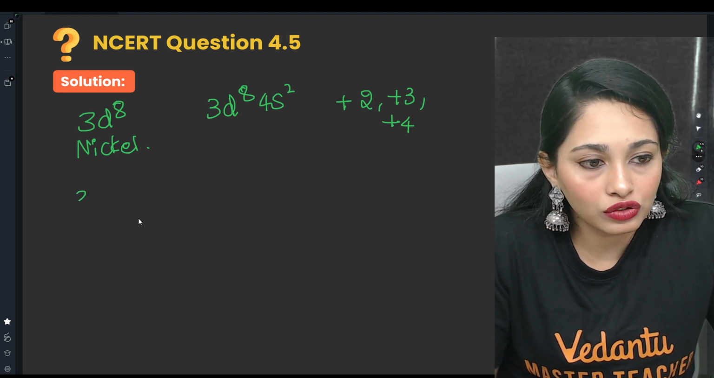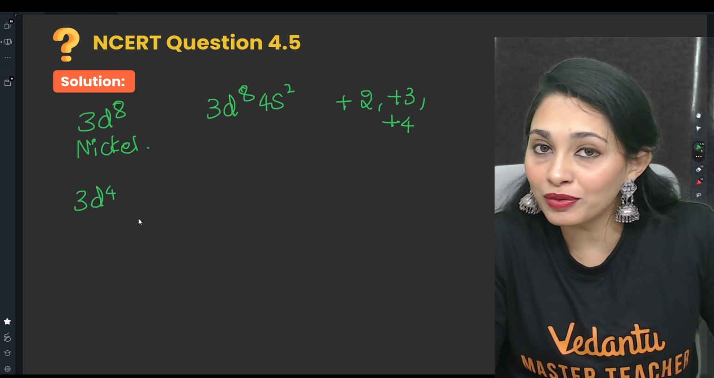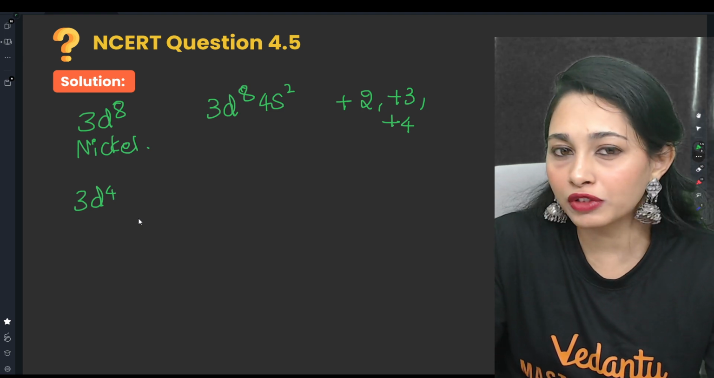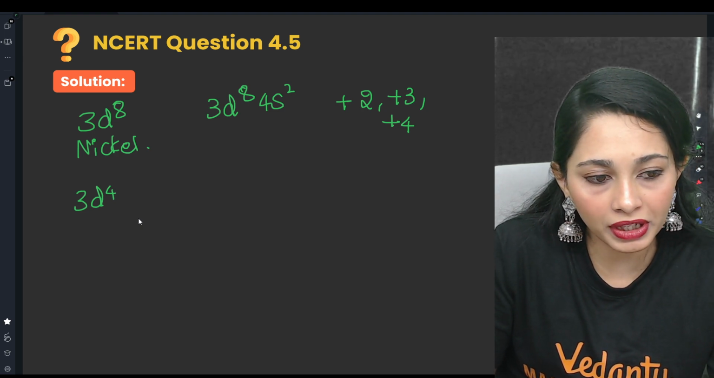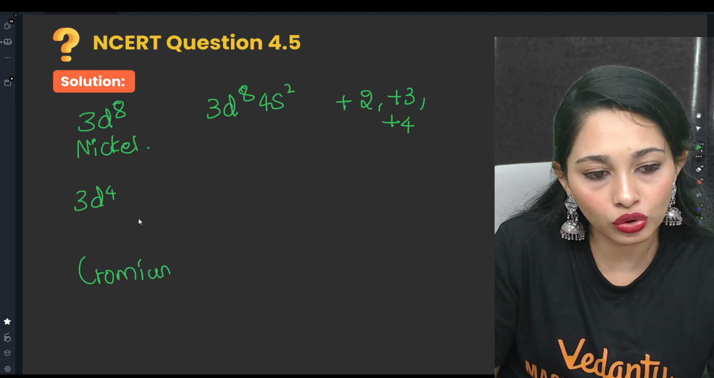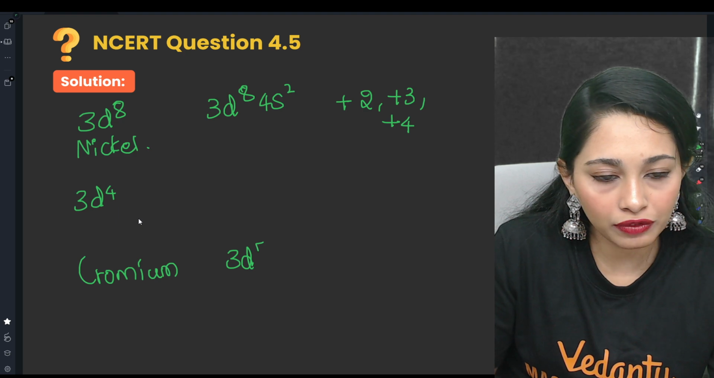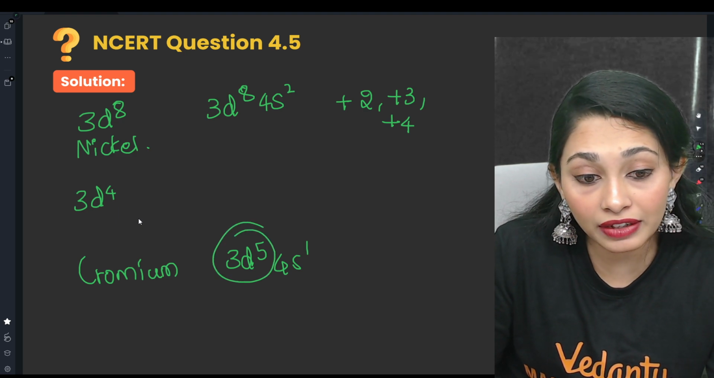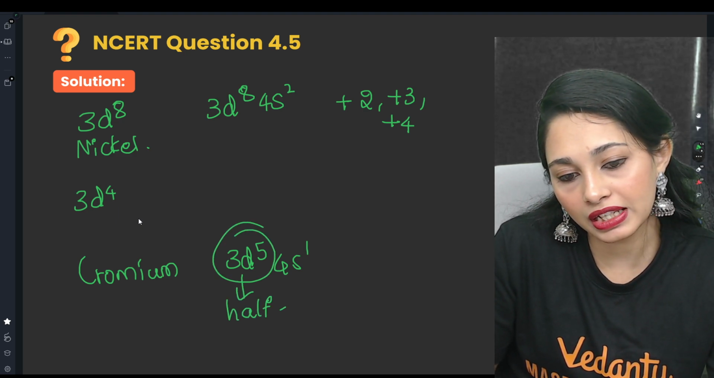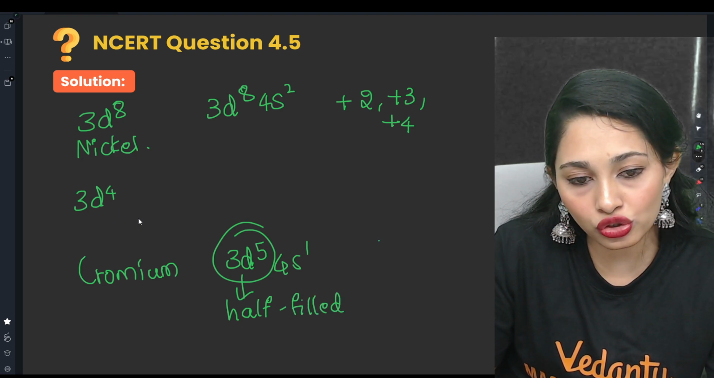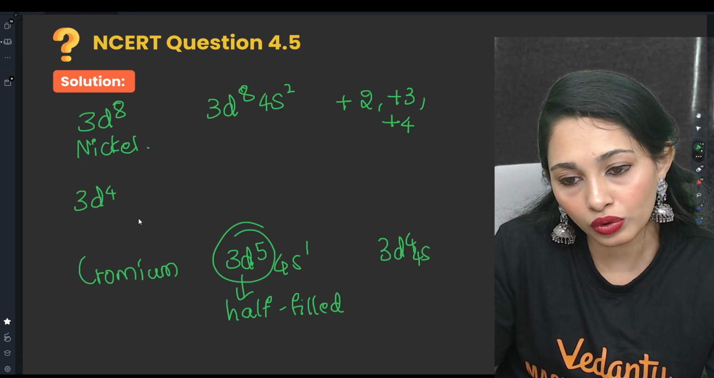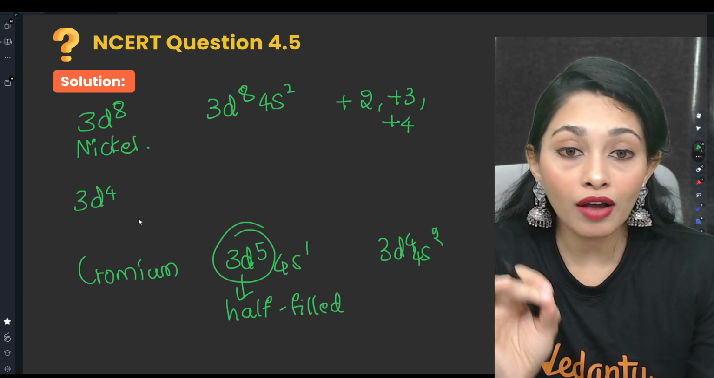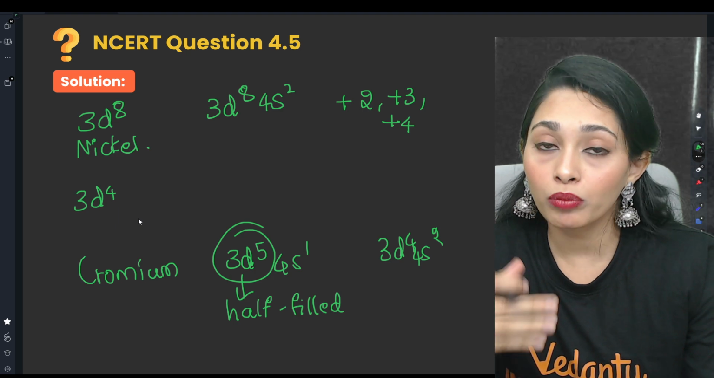And then we have 3d4 ground state configuration. Actually 3d4 is not shown by any of the metals, because chromium shows 3d5 4s1 configuration. Why? Because 3d5 is half filled. Rather than showing 3d4 and 4s2, it shows 3d5 4s1 electronic configuration, because half filled and completely filled orbitals are more stable.